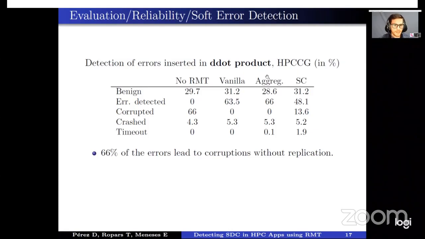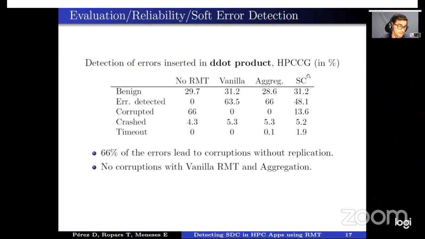And if we take a look at the vanilla approach and the aggregation approach, we see that there are no corrupted executions, which is quite desirable. This means that the technique was able to detect pretty much all the errors that would have corrupted the final result. So that is why we see this high percentage of error detection. These two levels of optimization are able to detect all errors that would have corrupted the execution.